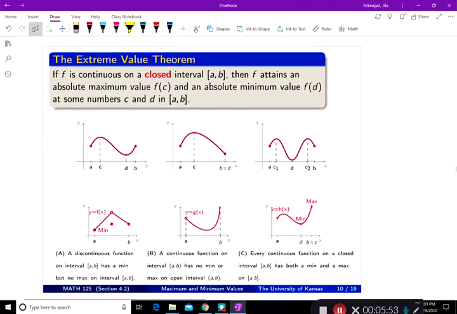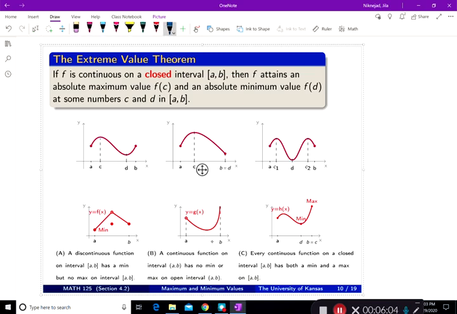Now, here are some examples that if you don't have continuity, it's not going to work, and if you don't have a closed interval, it's not going to work. Here, the function f of x is this function. Is it continuous or not? No, because there's a hole. I don't have a maximum, because where it is supposed to be a maximum, there's a hole.